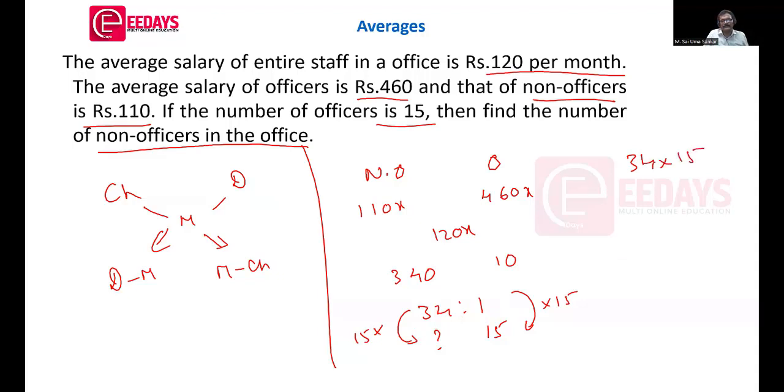34 into 15. 15 times 3 is 45, 15 times 30 is 450, keep it in mind. Plus 15 times 4 is 60. 450 plus 60 is 510, which is the required answer. Find the number of non-officers. That is equal to 510 members.